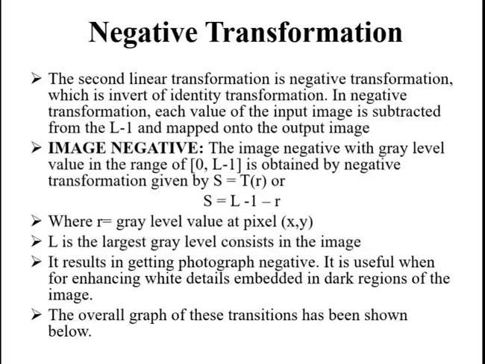The image negative, with gray level values in the range of 0 to L-1, is given by the negative transformation s equals T of r, or s equals L-1 minus r, where r is the gray level value at pixel x comma y and L is the largest gray level in the image. It results in a photographic negative. It is useful for enhancing white detail embedded in a dark region of the image. The overall graph of this transformation has been shown below.